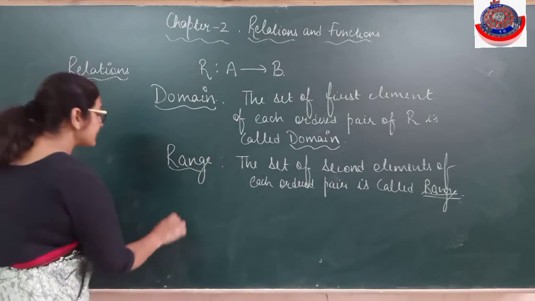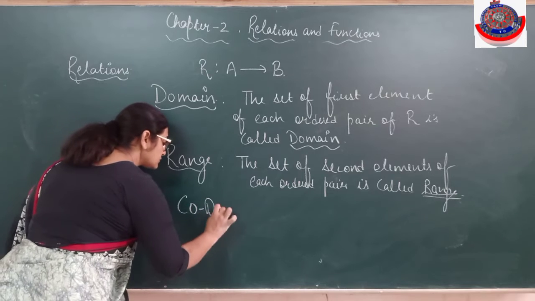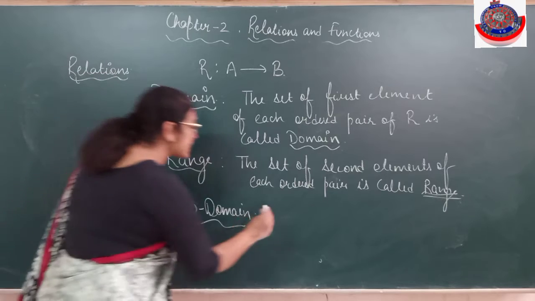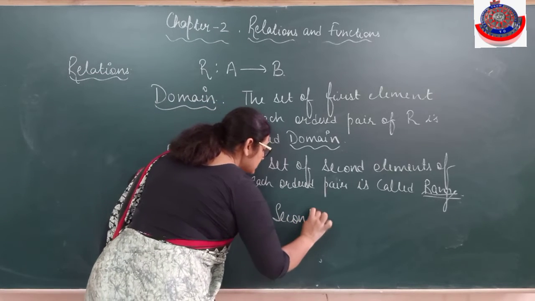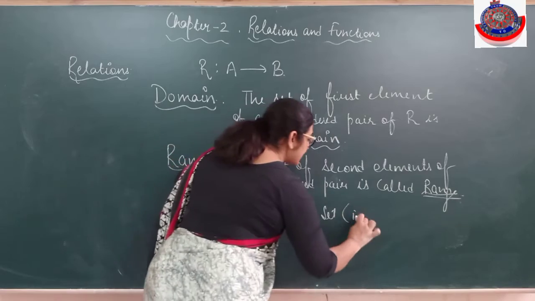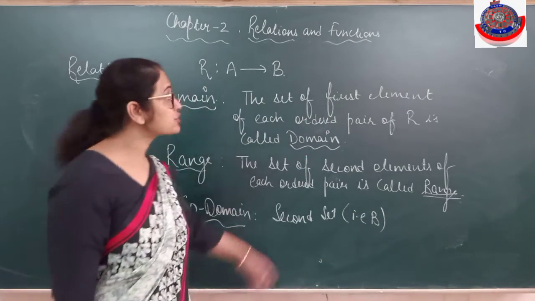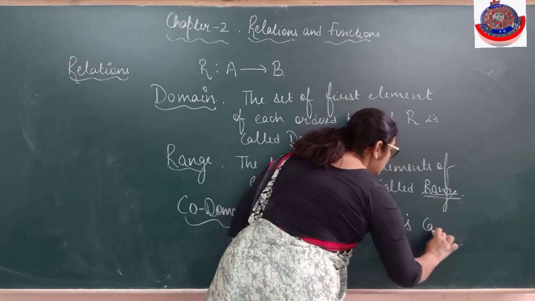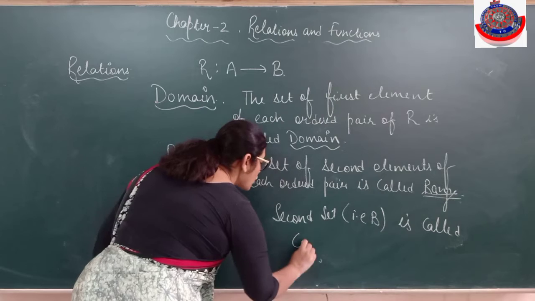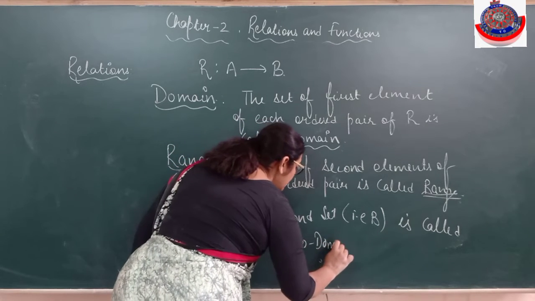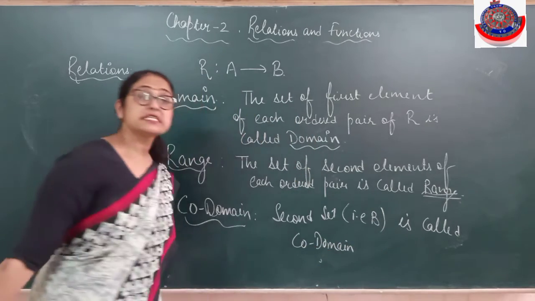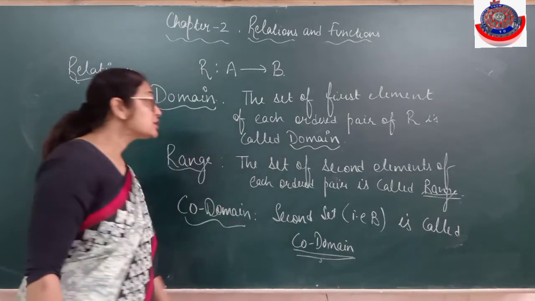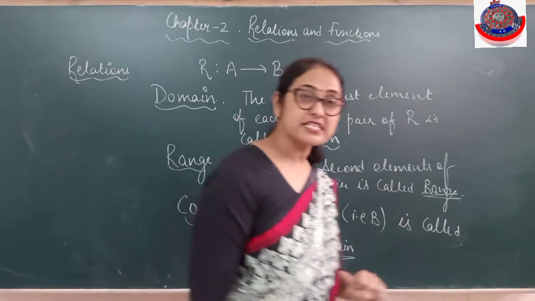There is one more word, that is codomain. The second set in this, that is B. आप कोई भी second set का नाम कुछ भी हो सकता है. यहाँ पर the second set is B. The second set is called codomain. Is this clear? Fine. That means second पूरे के पूरे set को codomain बोला जाता है.